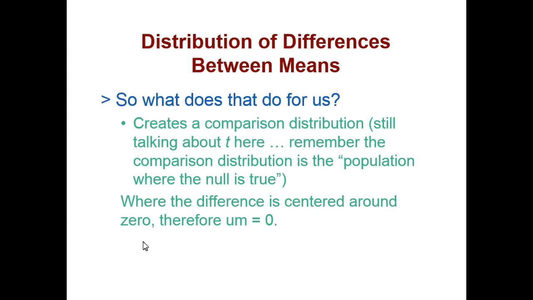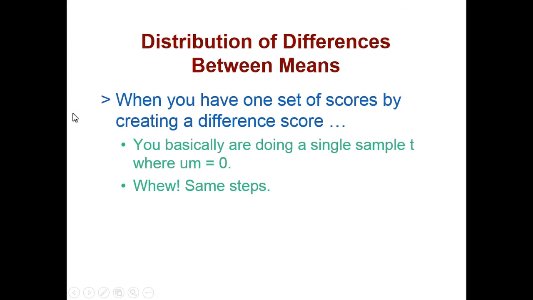So then we can use our distribution, right? And so if your score is close to 0, that means essentially nothing happened. It didn't change from time 1 to time 2. The further away from 0 it is, the more change that you see.